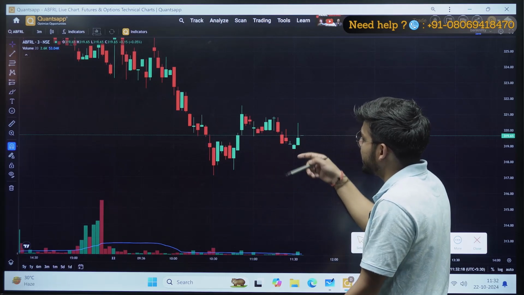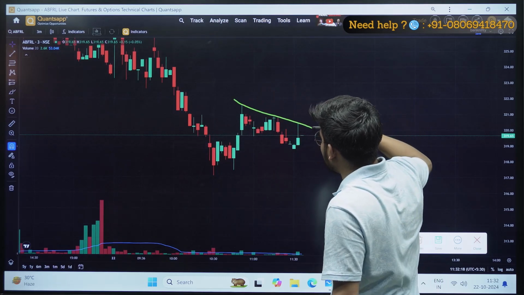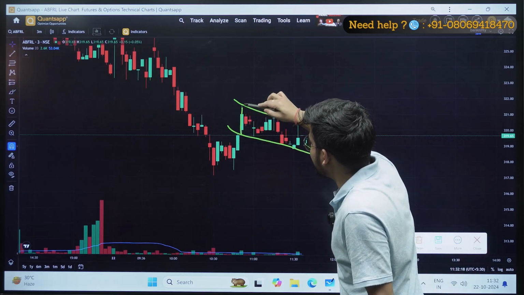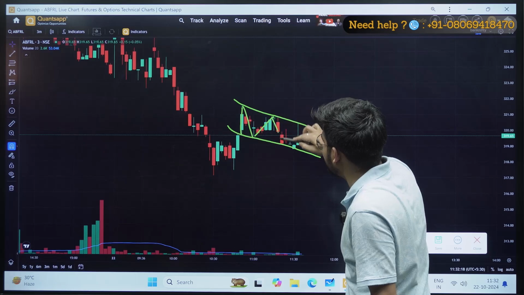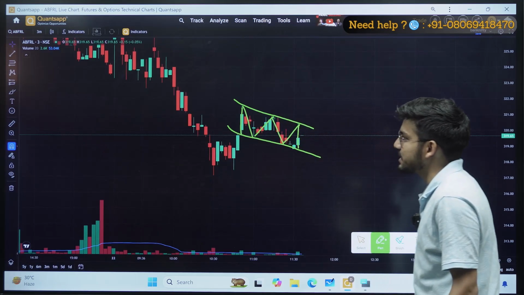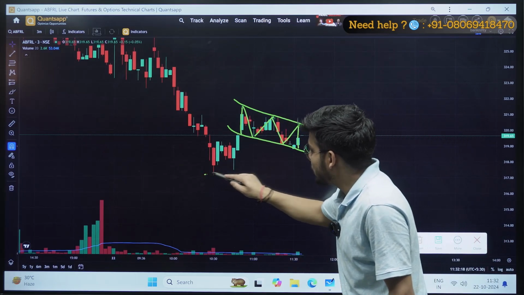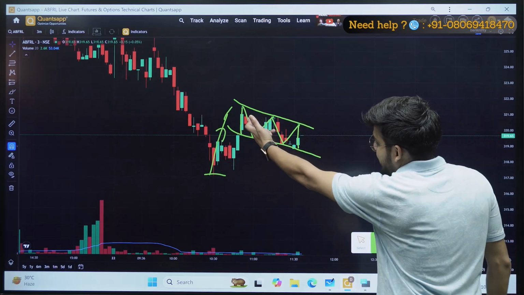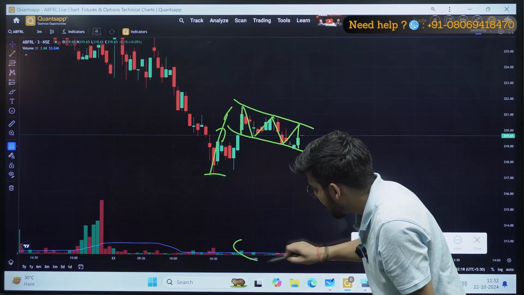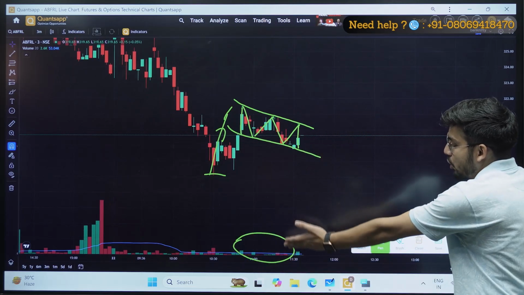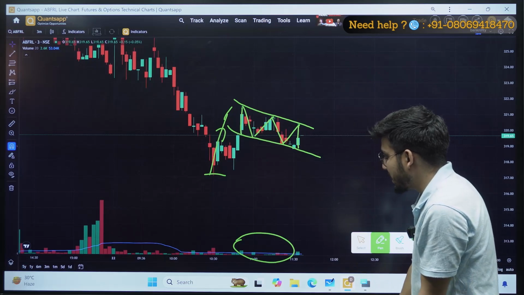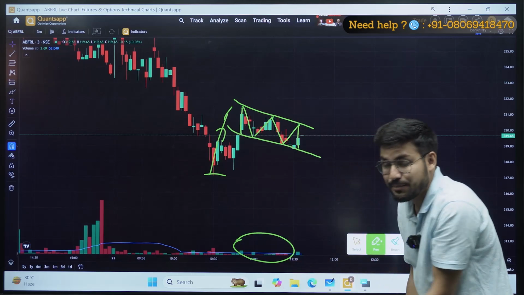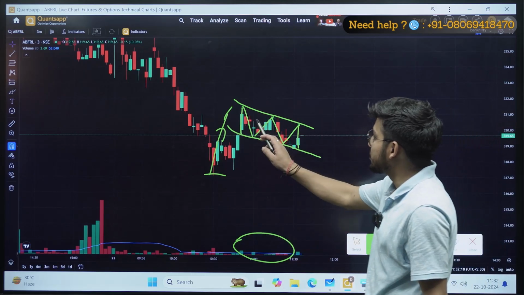After that, I can see there is a channel forming out here. The market went upward, then downward, then upward, then downward, upward, downward. This is the movement. I can see in this upward movement the volume is not strong. The volume is not good at all here. You can see the average line, so volume is below the average line multiple times. So this movement is not that strong.